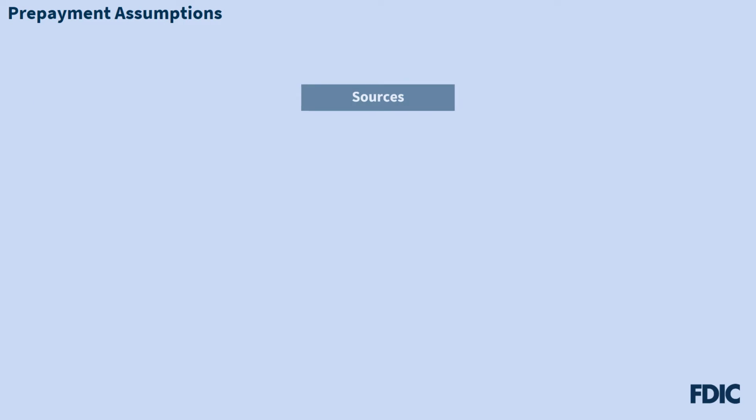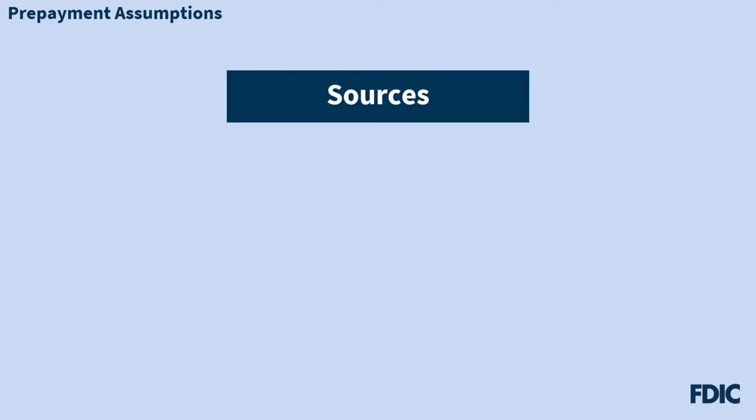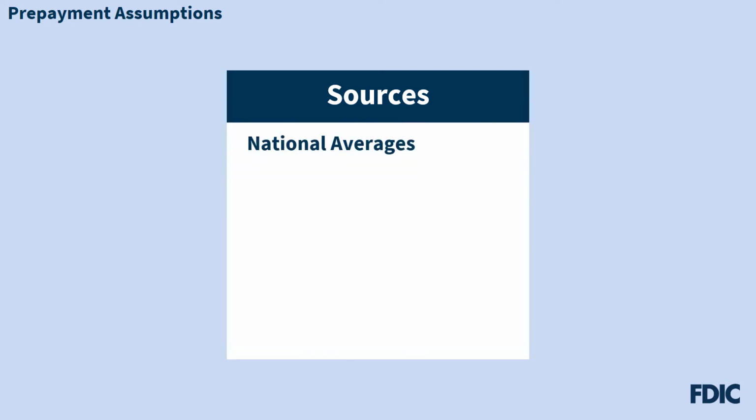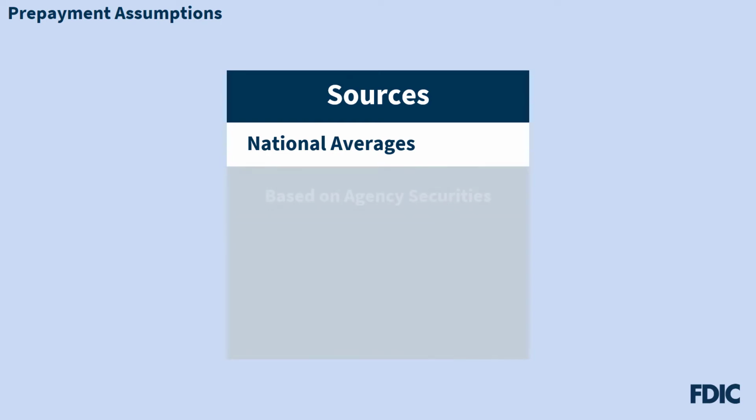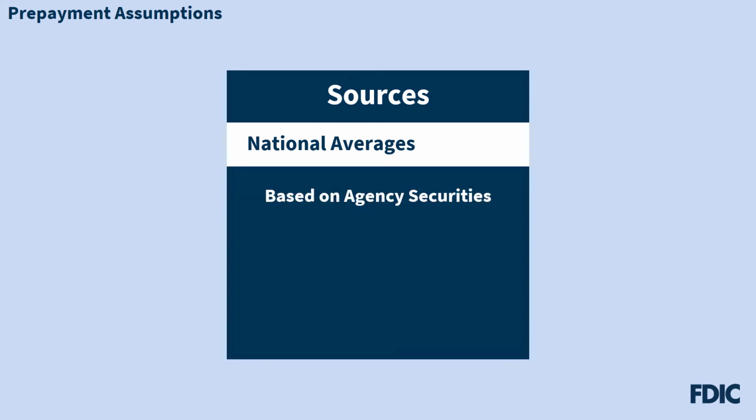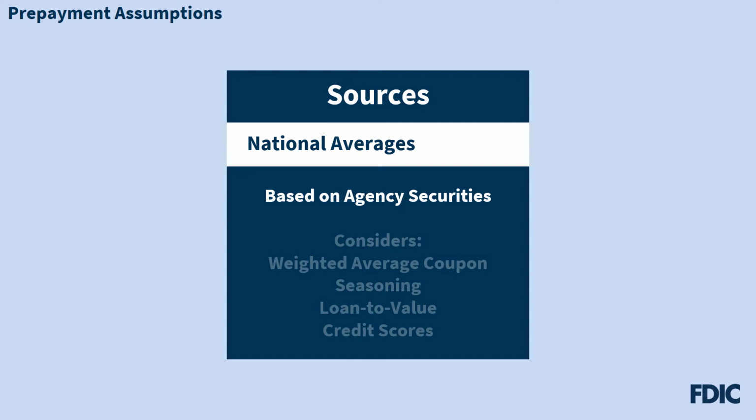There are various sources that a bank can use to develop prepayment assumptions. For single-family mortgage loans, the most common are readily available national market proxies. As an example, large mortgage dealers and government-sponsored enterprises estimate prepayment speeds based on agency mortgage securities. They consider factors such as weighted average coupon, seasoning, loan-to-value, and credit scores.